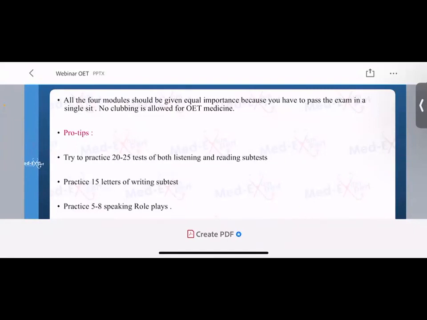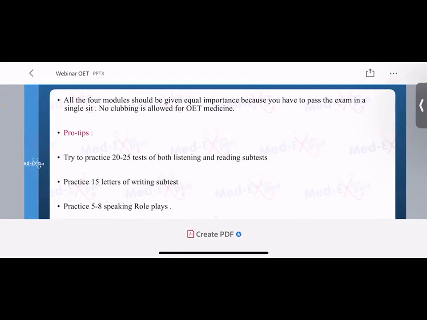Let me tell you, clubbing is like this: if a student fails in the listening module or even in the writing module, but the other two subtests are passed, like reading and speaking are at the desired grade, he thinks that he will sit again. If he clears listening and writing in that sitting, but his reading fails in the second one, he can't combine his results to show to the country in which he is applying. So basically, for OET Medicine, for doctors, clubbing is not allowed up till now in OET.